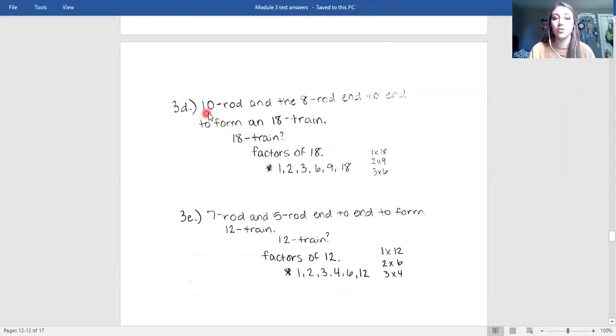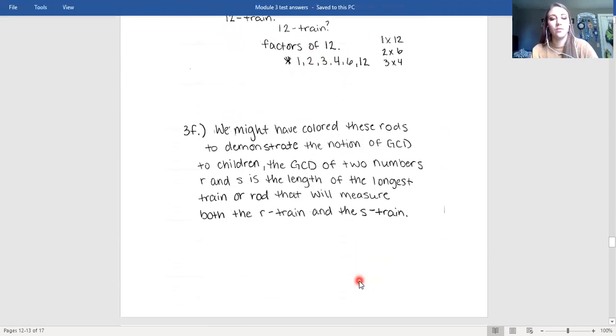For 3D, you're using the 10 rod and the 8 rod end to end to form an 18 train. You're adding them together and finding the factors of 18. So it's 1, 2, 3, 6, 9, 18. That's how we got those. Okay, you're adding a 7 and a 5 rod together to make 12, so you do the factors of 12: 1, 2, 3, 4, 6, and 12.